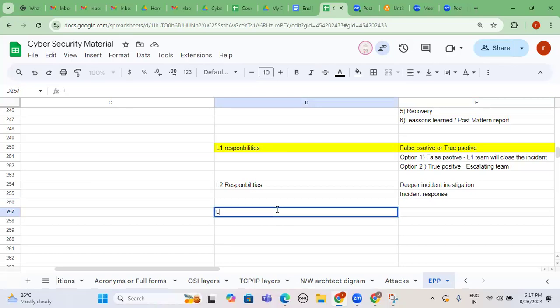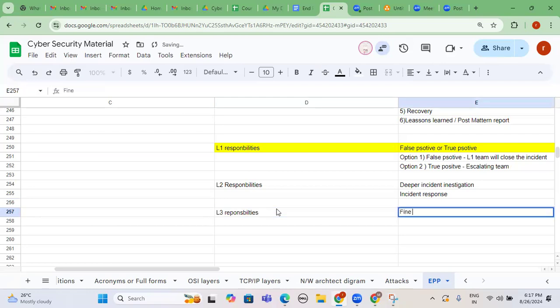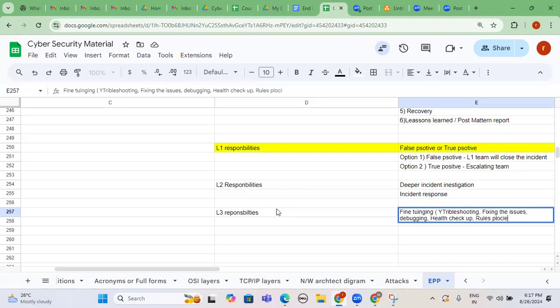Taking care of L3 responsibilities now. As I said, they will do the fine tuning. So when I say fine tuning: troubleshooting, fixing the issues, debugging, and also verifying the health checkup, core rules or policies creations. Similarly, mentoring of the L1 team and L2 team. So little bit administration, not full administration, little bit. Admin configurations.